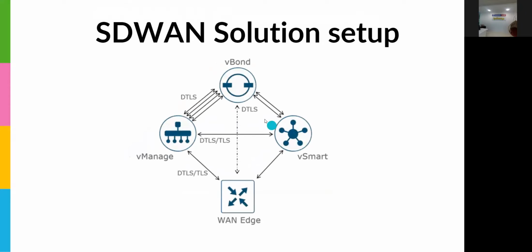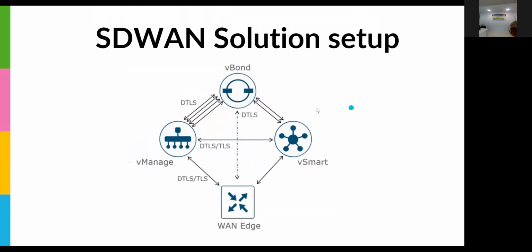So similar stuff you can see there. With vBond, everybody has to form DTLS tunnels with vBond. Okay, everybody has to form a DTLS tunnel to vBond, and once the authentication is done, then these devices can talk to each other.